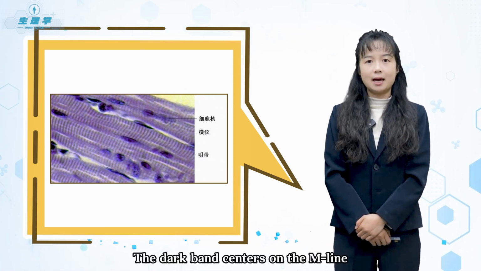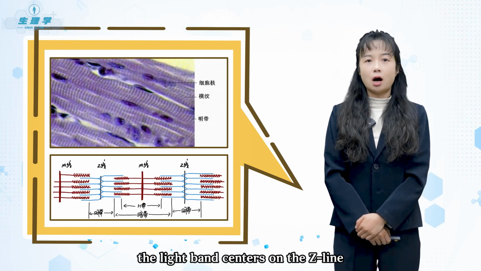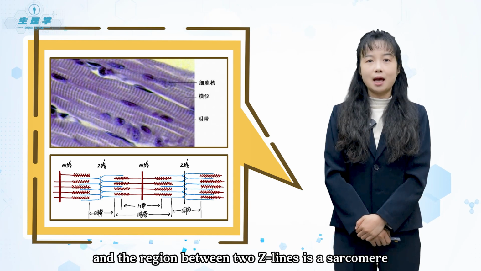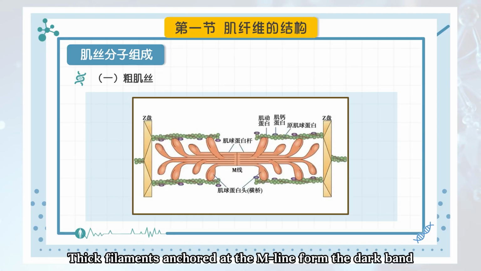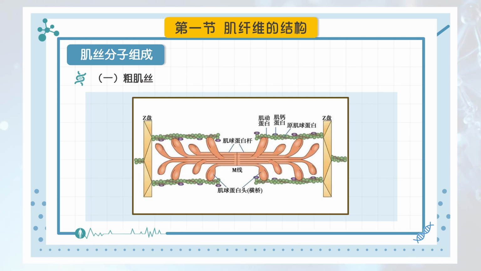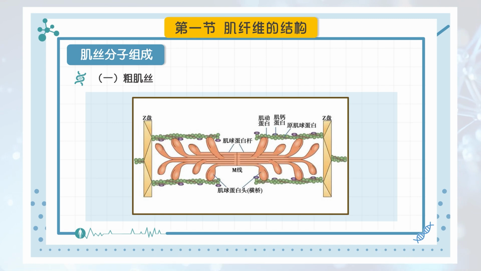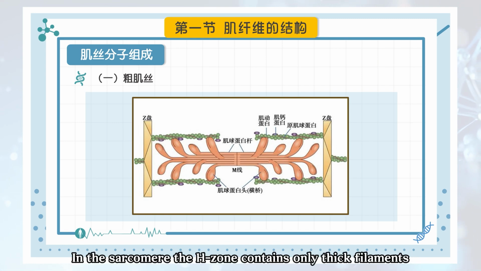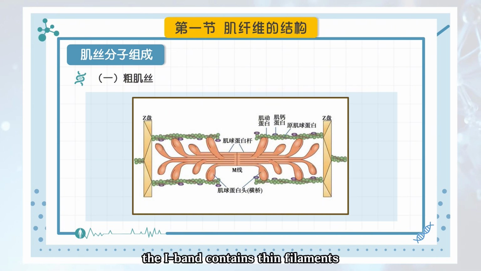The dark band centers on the M line, and the H zone flanks the M line. The light band centers on the Z line, and the region between two Z lines is a sarcomere. Thick filaments anchored at the M line form the dark band. Thin filaments anchored at the Z line form the light band. In the sarcomere, the H zone contains only thick filaments. The I band contains thin filaments, with overlap elsewhere.